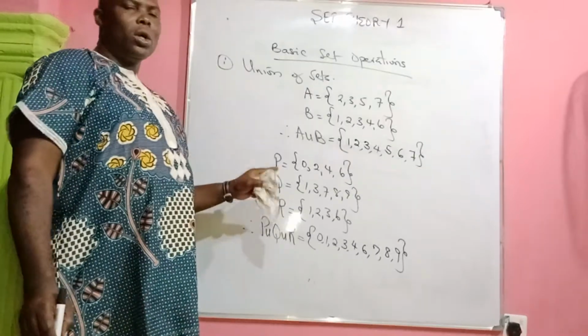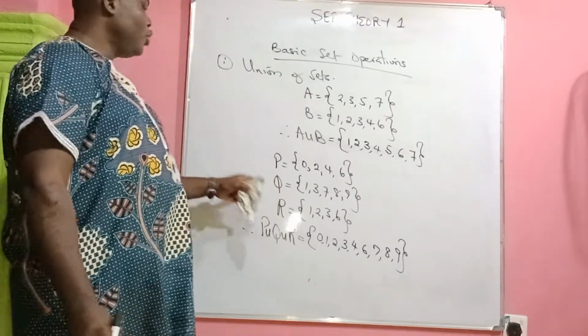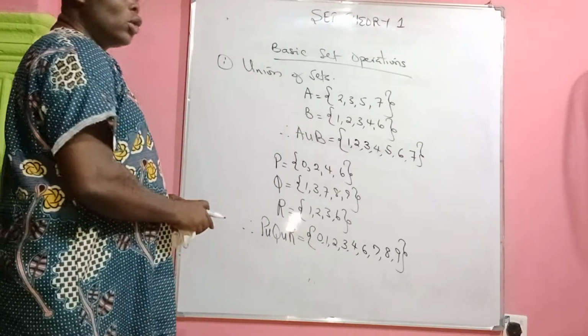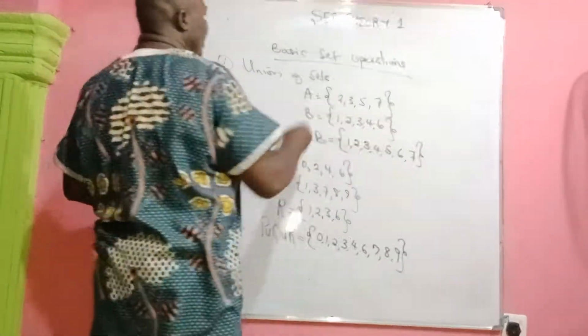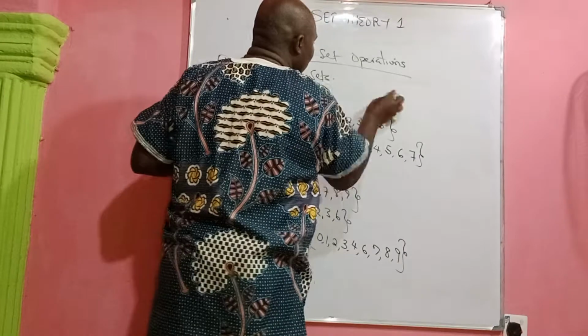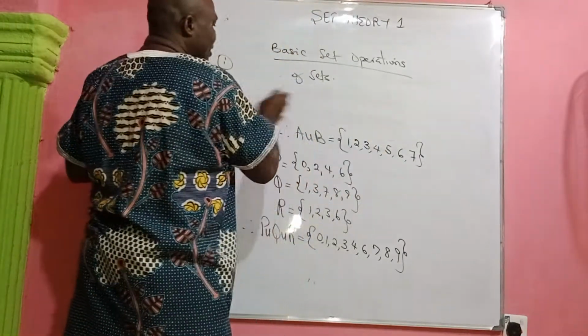So that's what we call the union of sets. And the U there denotes union. So we go straight to intersection of sets.